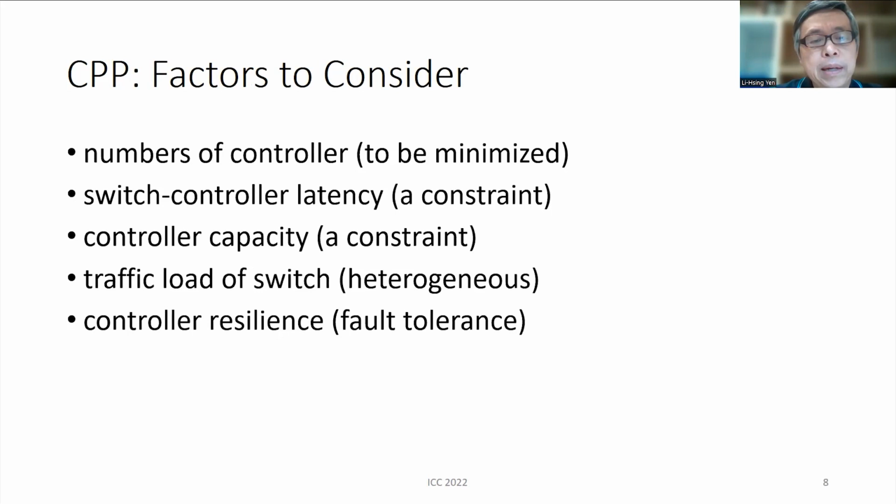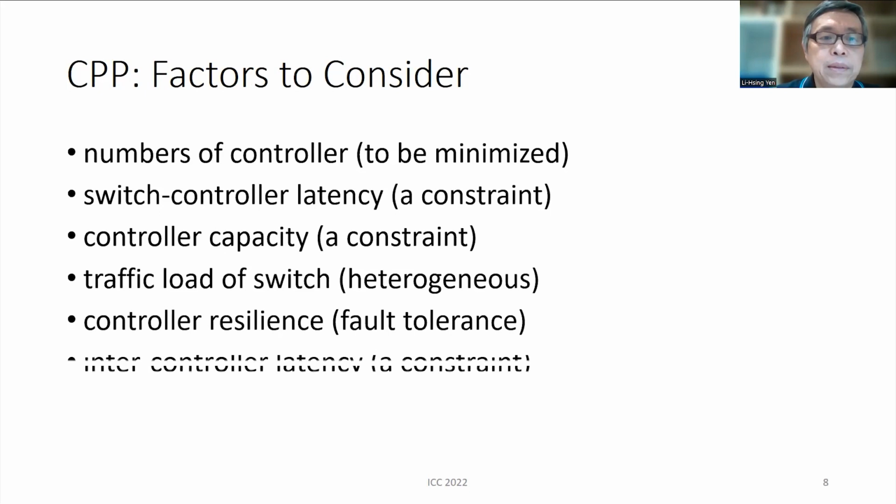Each switch may need a number of controllers to manage it. It's for resilience, for fault tolerance. It's a requirement. And we also have a constraint that is inter-controller latency. If two controllers manage a common switch, then the distance between these two controllers should be small enough.